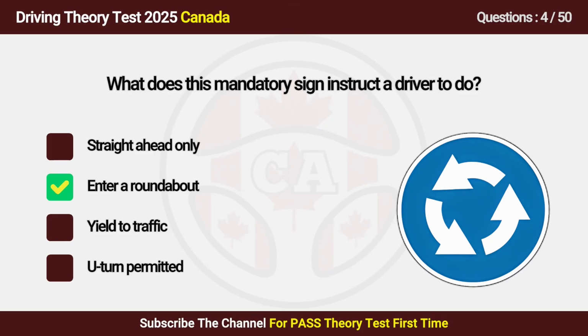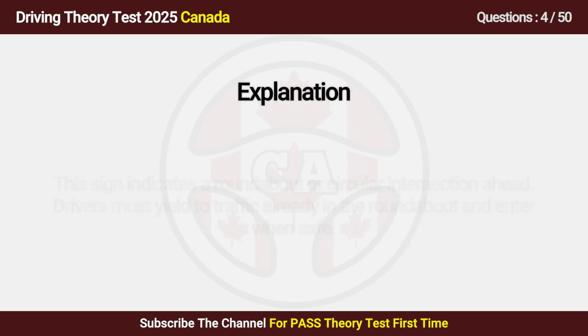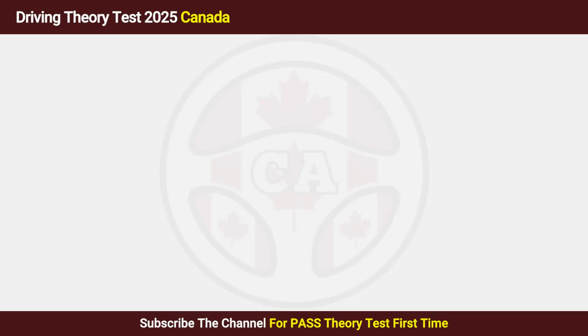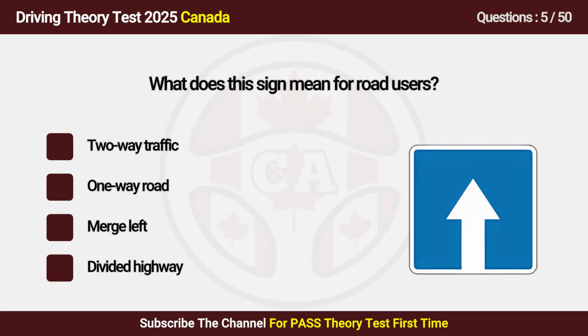Answer is B. Enter a roundabout. This sign indicates a roundabout or circular intersection ahead. Drivers must yield to traffic already in the roundabout and enter when safe. Question 5. What does this sign mean for road users?